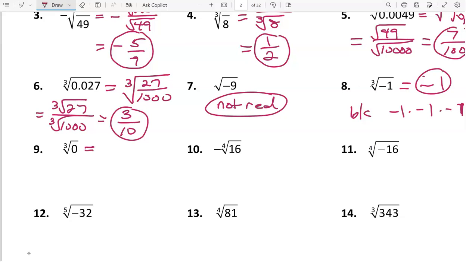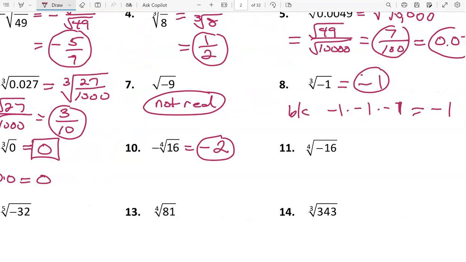The cube root of 0 is the number that, when multiplied by itself, and then by itself again, gives a result of 0, so the cube root of 0 has to be 0. In number 10, we have an even root, and the negative's on the outside of the radical, so we evaluate the radical first and just bring the negative along with us. So the fourth root of 16 is 2, so the result is negative 2.